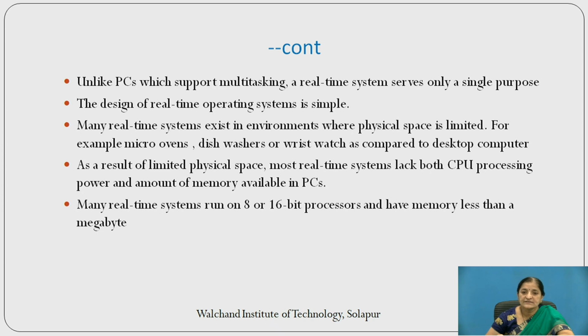Now, many real-time systems exist in environments where physical space is limited. So, here I am discussing the second characteristic, that is small size. For example, home appliances such as microwave ovens, dishwashers, washing machines, or consumer devices such as wristwatches have very small space as compared to desktop computers. So real-time systems have to run in this limited space only. As a result of limited physical space, most real-time systems lack both the CPU processing power and the amount of memory available in PCs. Many real-time systems run on 8 or 16-bit processors and they have memory less than a megabyte. So real-time systems have less CPU processing power and less memory.